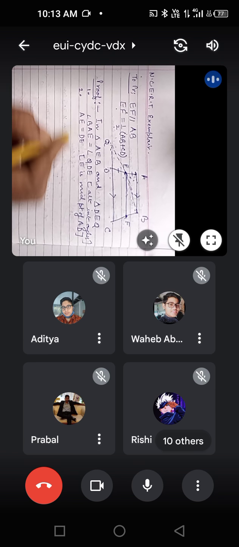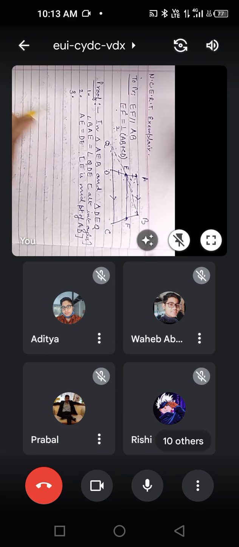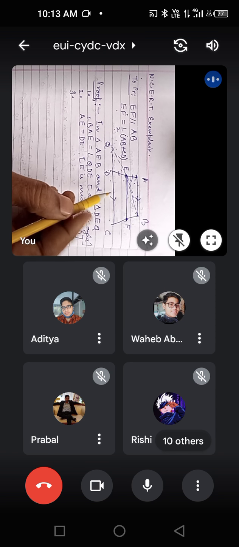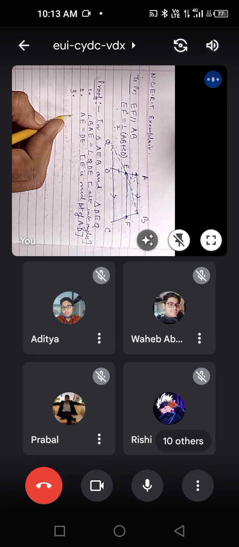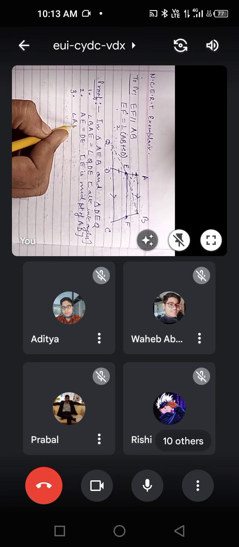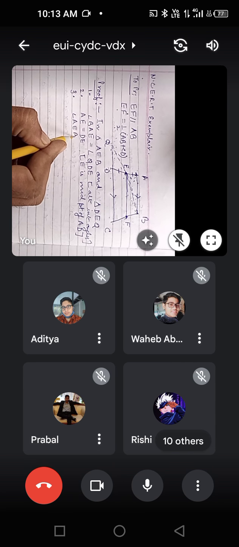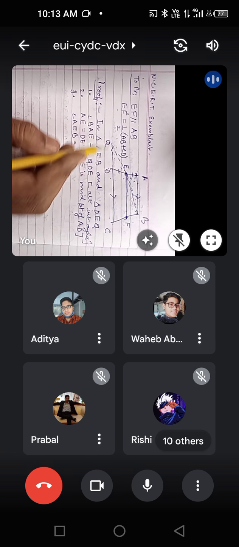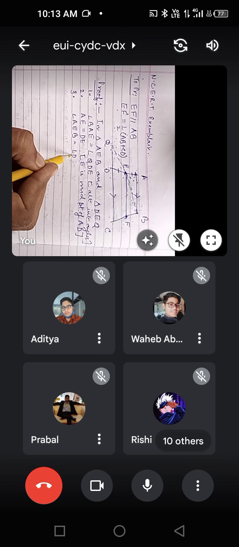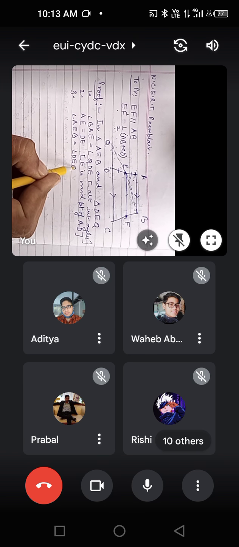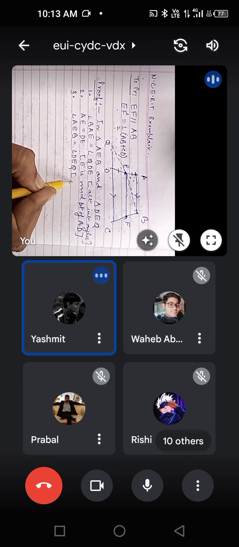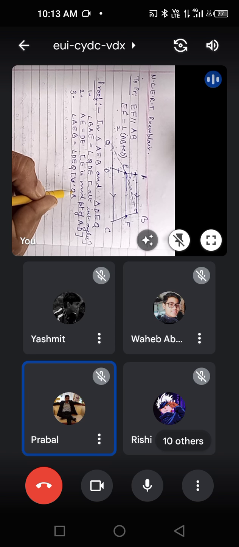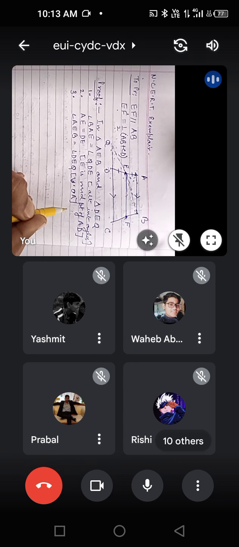AB. Got it? Third point you see, angle AEB is equal to which angle? DEQ, right? DEQ. Why? Which type of angle? Vertically opposite angle. Correct. VOA, vertically opposite angles, are equal.